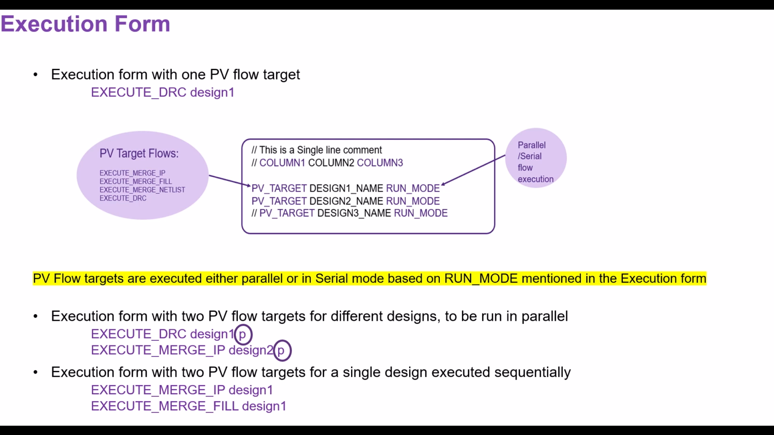If there is data dependency and user has to execute merge, fill, DRC and LVS on a single design, then user can opt for serial flow where third column is blank. Note that only one design is allowed in serial flow. So in short, execution form consists of three columns, where first column is PV target flow, second column is the design name, which is case sensitive, and third column is run mode to define whether serial or parallel flow execution.